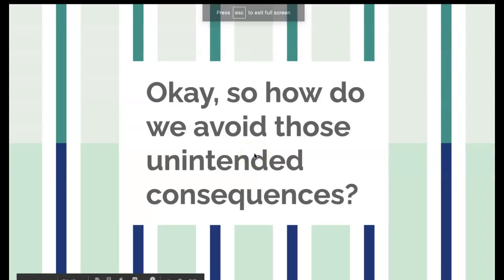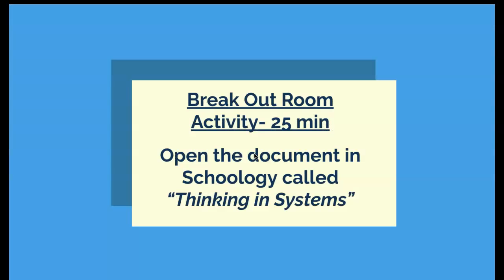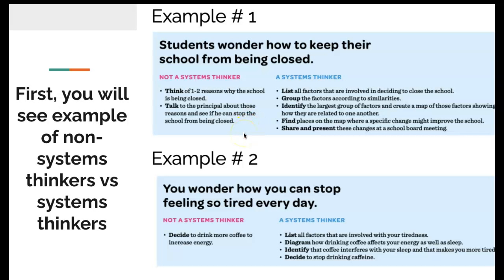So how do we avoid those? How do we avoid those unintended consequences? We're going to do a breakout room activity to begin to think about thinking in systems. So first, they're going to see an example of non-systems thinkers. I found this cool website that has some stuff on systems thinking.